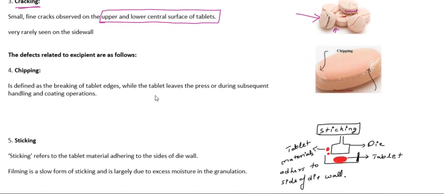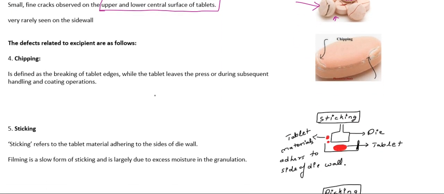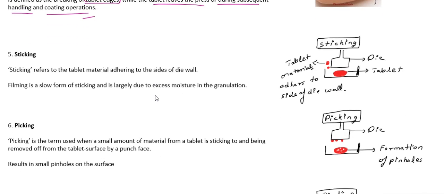Now let's see what are the excipient defects. First one is chipping. So in chipping, the tablet edge breaks off, okay, and this is basically happening either when the tablet leaves the press, or during subsequent handling, or during the coating operation. Okay, so basically chipping means the tablet edge will be breaking off and leaving from the surface of the tablet.